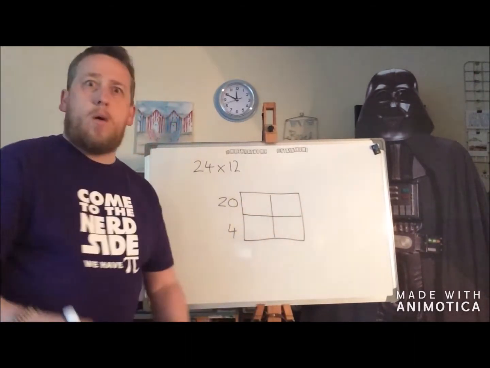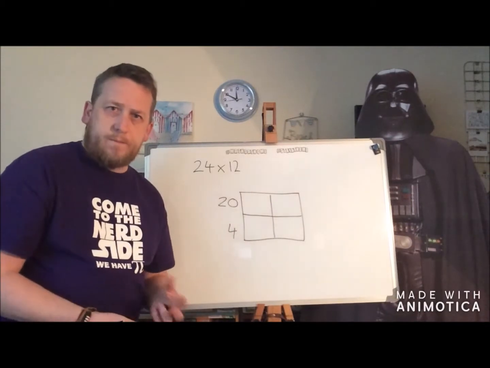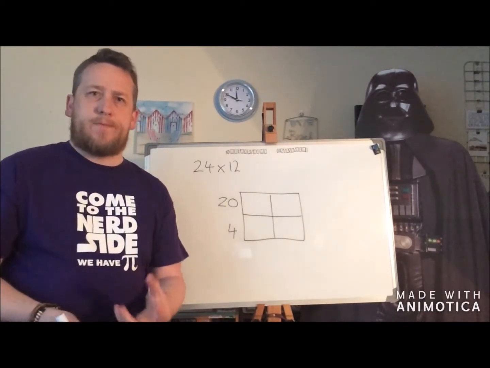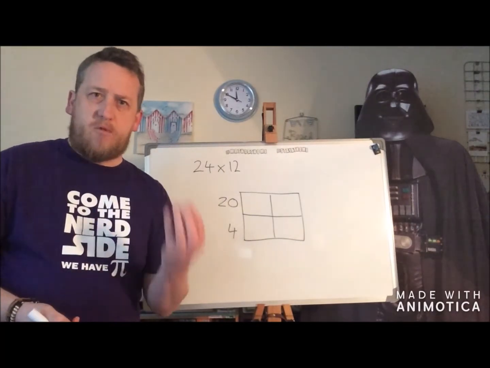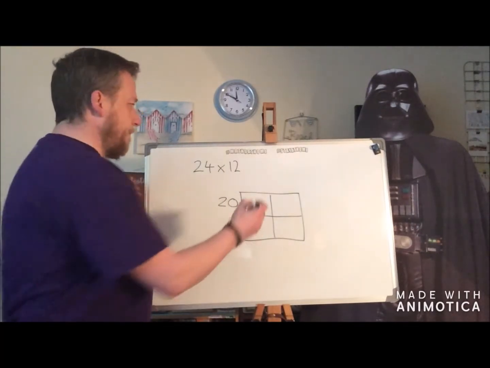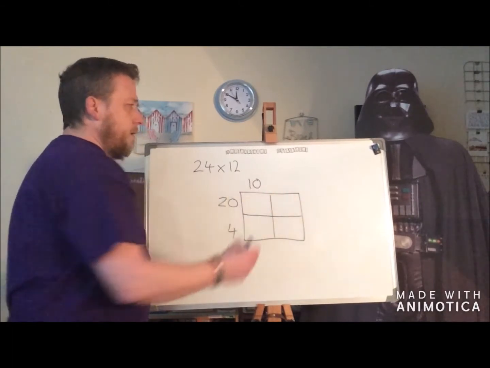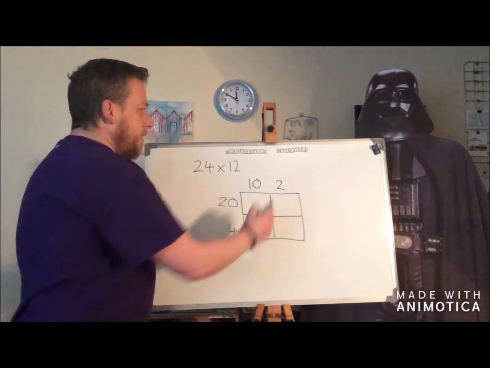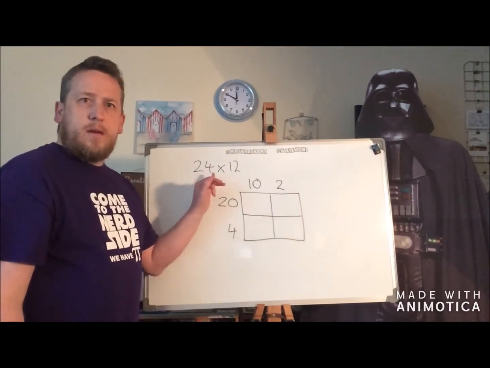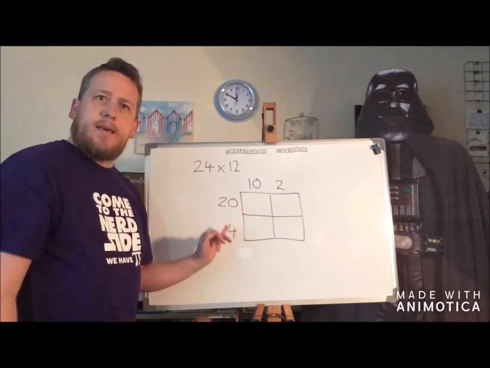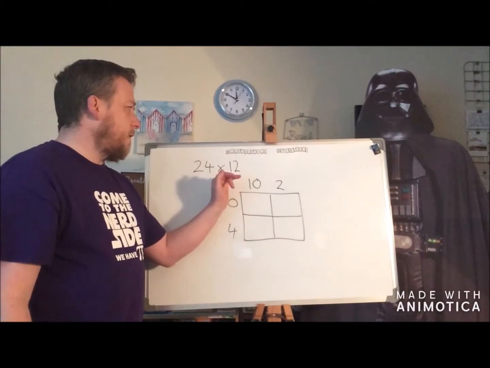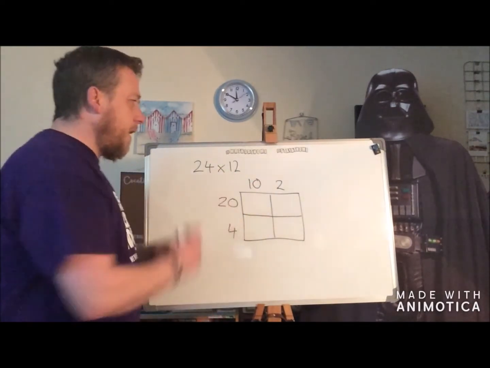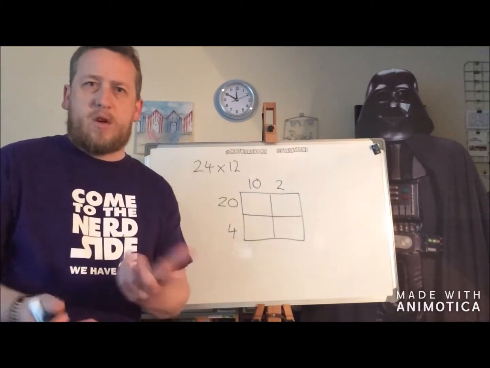If we do the same with our other number, which is 12, we would separate that into one 10 and two ones. That one 10 is represented by the number 10, and those two ones are represented by the number 2. So look how the number 24 has now been separated into 20 and 4, and 12 is now separated into 10 and 2. Now we've created a grid that's got 4 boxes in.